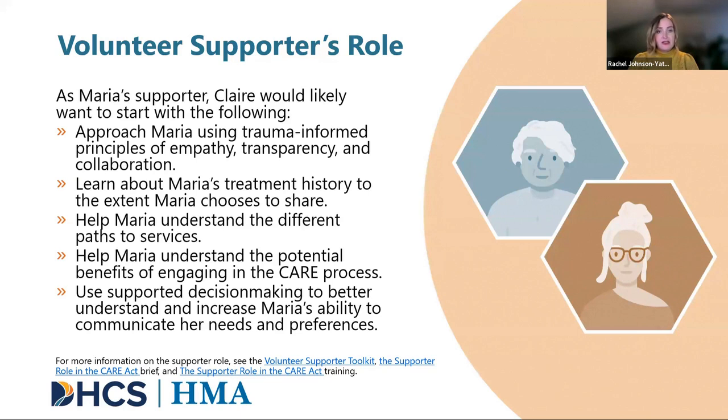And as you can see at the bottom of this slide, we'd love to encourage you to check out some more information about the supporter role. There's some links at the bottom of this slide for the Volunteer Supporter Toolkit, the supporter role in the CARE Act, and we have there both a brief and a training that the volunteer supporters can use as resources.